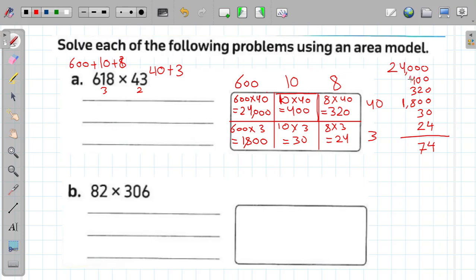Next, 0 plus 4 plus 3 plus 8 equals 15. So I will write 5 and carry up 1. 1 plus 4 plus 1 equals 6. And the last one, 2, and I don't have any digits, so it will be just 2. So the result will be 26,574.